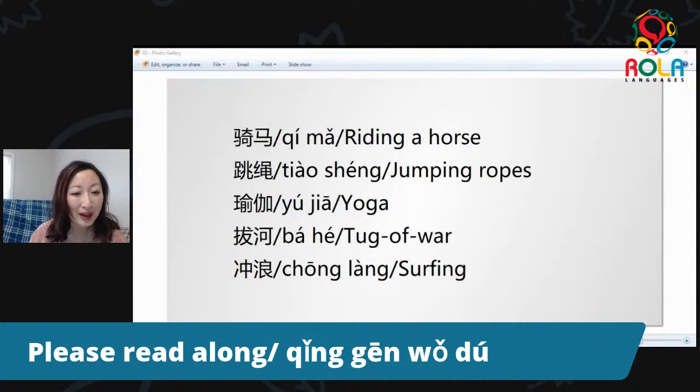And next one we have 拔河. 拔河 is tug of war. I don't know if kids nowadays still do that in PE class. It's a lost art, a lost form of sports. Okay, last but not least, we have 冲浪. 冲浪 means surfing.